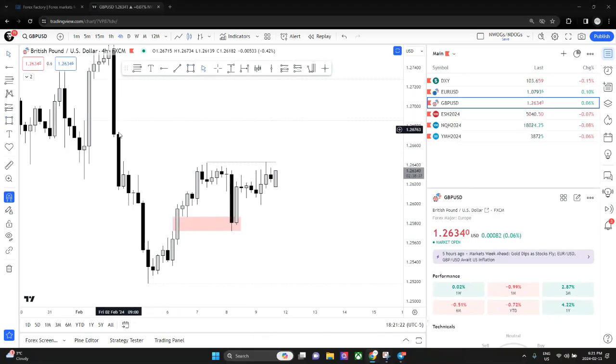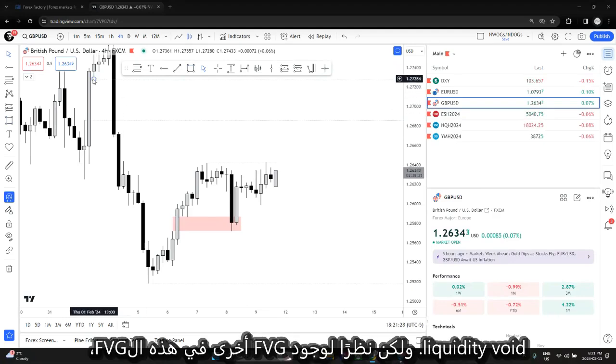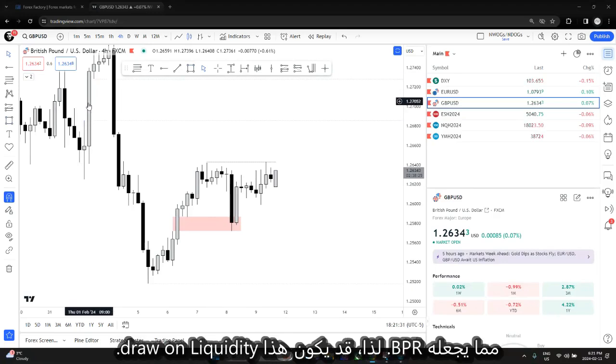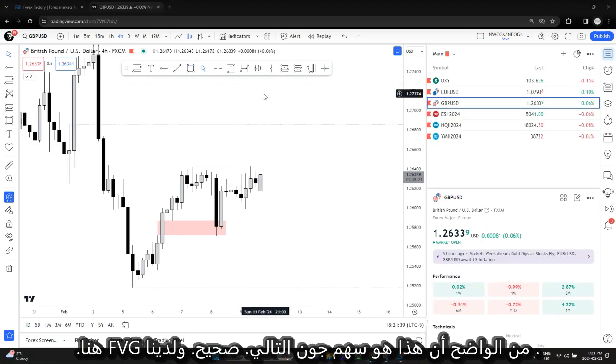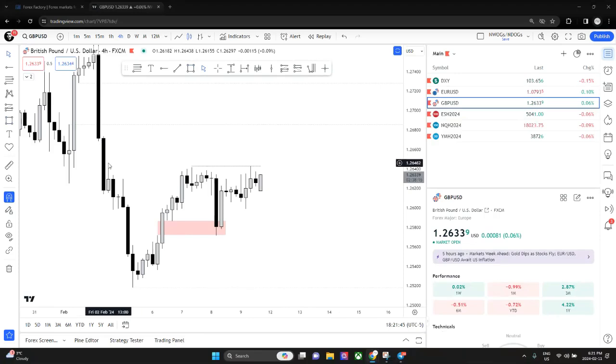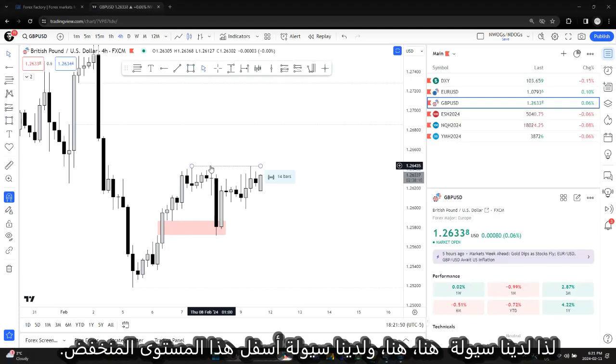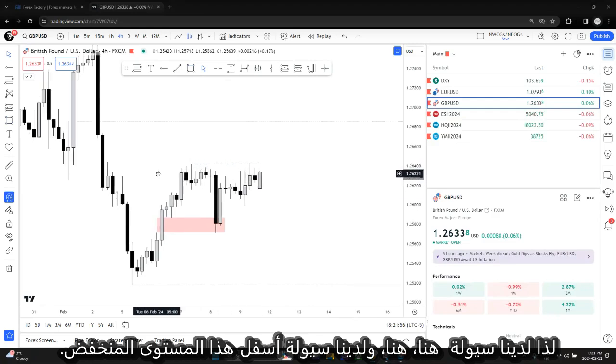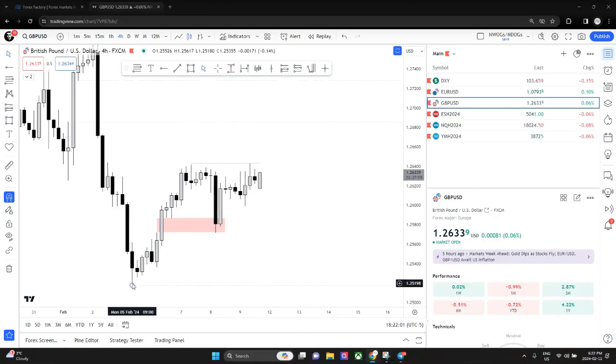This now is not a fair value gap. This is a liquidity void. But due to the fact that we have another gap cutting through this one, that makes it a balanced price range. So this can serve as a draw on liquidity. Obviously, this is our next draw on liquidity, right? And we have a fair value gap here above these highs. So we have a draw on liquidity here, and we have a draw on liquidity below this low.